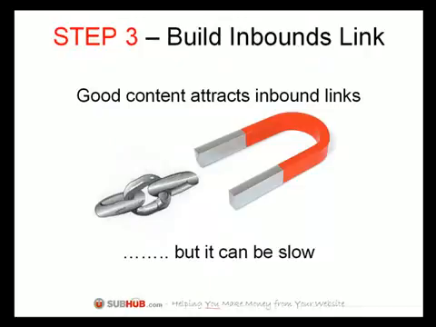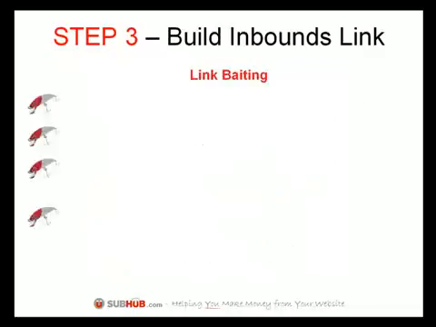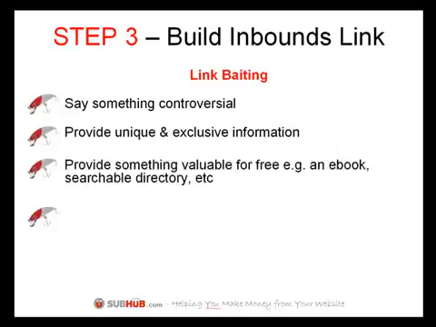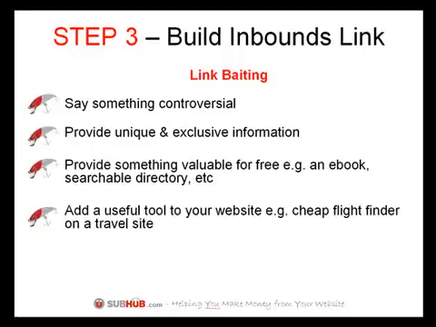Once we've created those pages, the next step is to build inbound links. Now the good news is good content attracts inbound links anyway, but this process of organic linking can be slow. So there are some things we can do to speed it up. One is what's called link baiting, and that's deliberately creating articles which will attract inbound links. And that could be saying something controversial, providing unique and exclusive information like survey results or research or scoops. Could be providing something valuable for free, such as a downloadable ebook or a searchable directory. Or it could be adding a useful tool to your website, like a cheap flight finder on a travel site.